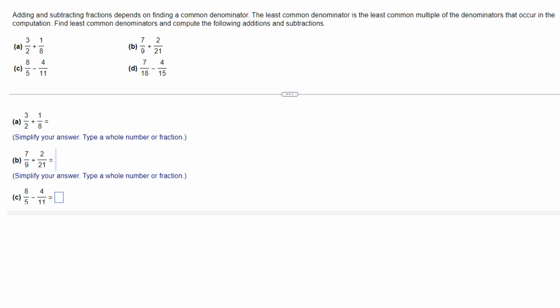So what this is saying is that if the denominators are different, we can't just add, right? If we look at that first problem, 3/2 plus 1/8, we can't just add across. We can't go 3 plus 1 is 4 and 8 plus 2 is 10. 3/2 plus 1/8 doesn't equal 4/10. First of all, 3/2 is more than 1, right? So we're not going to wind up with a fraction as our answer.